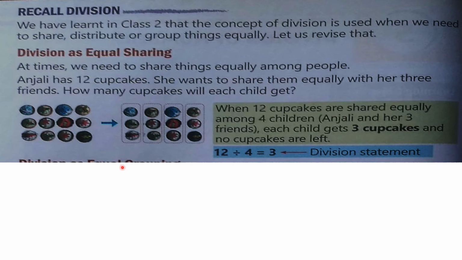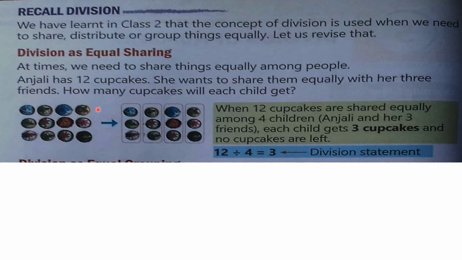So as we have learned in class 2, the concept of division is used when we need to share, distribute or group things equally. Got it? So when we share things, suppose on your birthday you are giving an eraser and pencil to your friends, that is we are dividing into equal parts, equal groups, that is two to each. So that means we are doing division. You people are bringing the number of pencils and erasers for your friends.